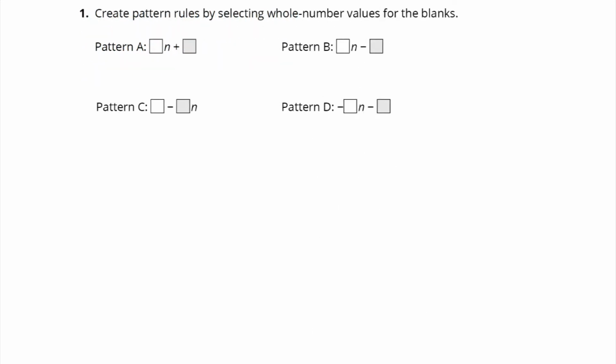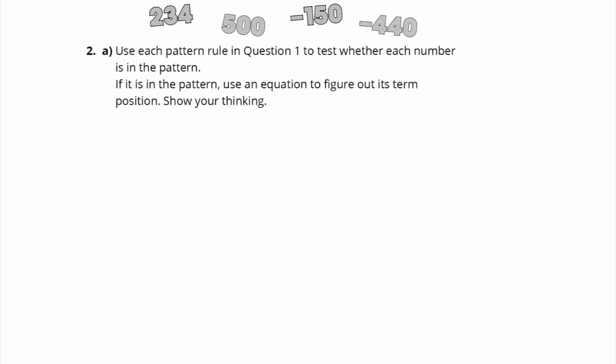Now we're asked to create pattern rules by selecting whole number values to fill in the blanks. This is pretty arbitrary. We could say 7n plus 10, 3n minus 15, 8 minus 4n, and negative 6n minus 9. Now we're supposed to use each pattern rule from question 1 to test whether each number above here is in the pattern. If it's in the pattern, use an equation to figure out its term position and show your thinking. So the first thing we need is all of the pattern rules from question 1.